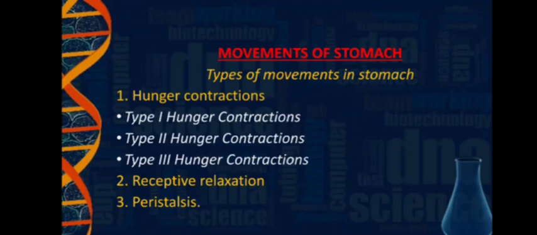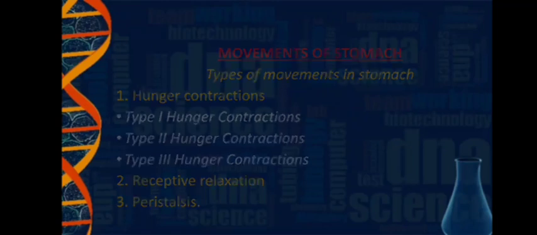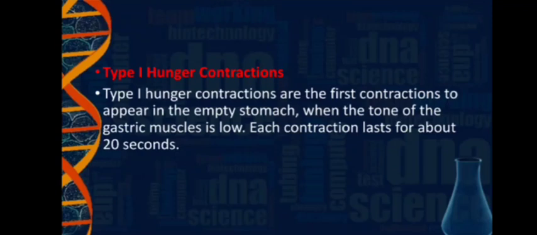Now, movements of the stomach. Let's discuss. It is mainly hunger contractions, type 1, type 2 and type 3, then receptive relaxation and peristalsis. These are the main movements of the stomach. First one is hunger contraction. Type 1 are mild movements occurring at the rate of 3 per minute. Those are discrete movements.